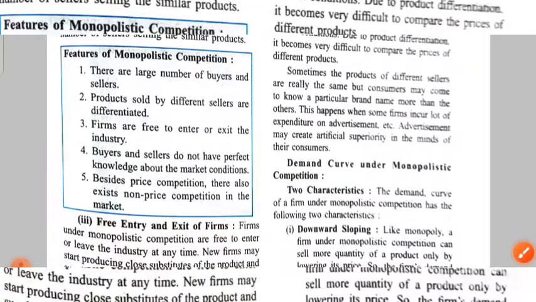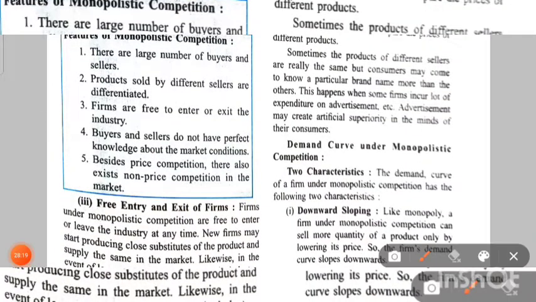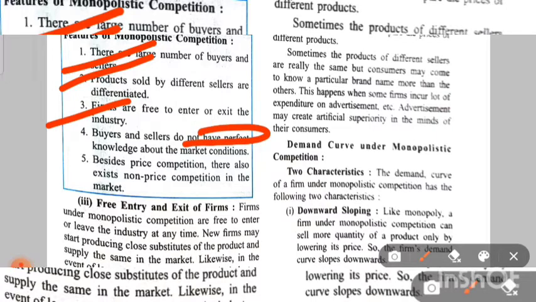Let us see the features in a summary way. There should be a large number of buyers in monopolistic competition. The product they are making is a heterogeneous, differentiated product. There is free entry and exit of the firm. They do not have perfect knowledge about the market condition, because if there were perfect knowledge, what would happen? They would start comparing. So it should not be there. And there is not a price competition actually with monopolistic competition. They compete on quality, on other factors, on taste and preferences, but not on price.